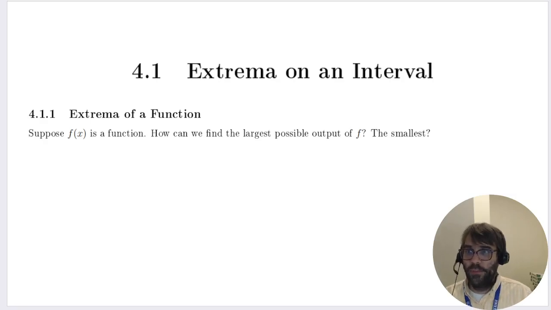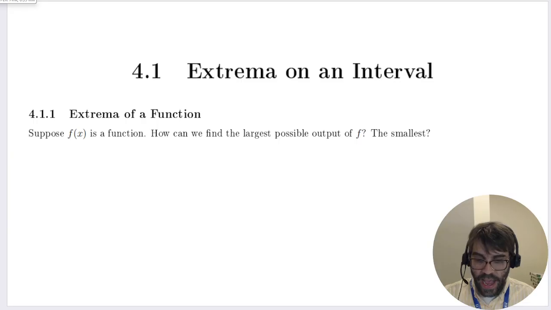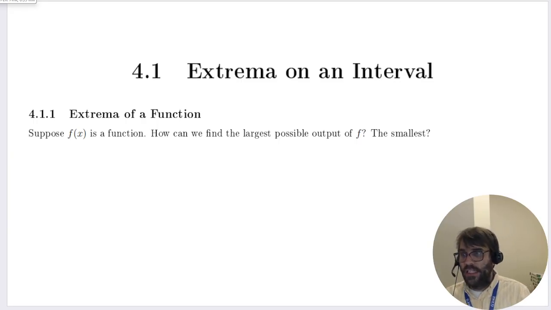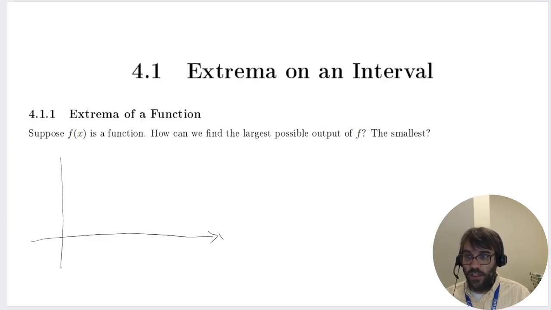Welcome everybody to chapter 4, where we are going to try to find maximums and minimums. We're going to see how big things can be and how small they can be. Specifically, we're going to take a function. So let me draw us a function. Here's our x-axis, here is a function. What we're looking for is, this looks like a parabola, it may or may not be.